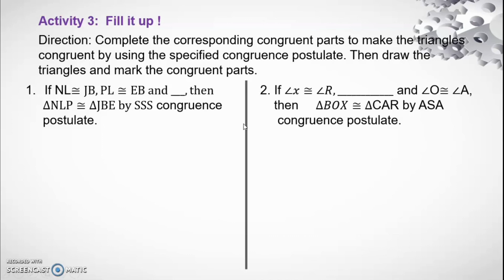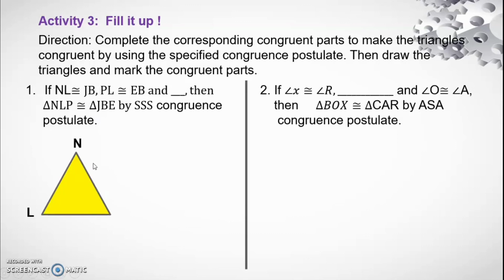Activity 3, fill it up. Direction, complete the corresponding congruent parts to make the triangles congruent by using the specified congruence postulate. Then, draw the triangles and mark the congruent parts. So, if side NL is congruent to side JB, and PL congruent to side EB, and blank, then triangle NLP is congruent to triangle JBE by SSS congruence postulate.